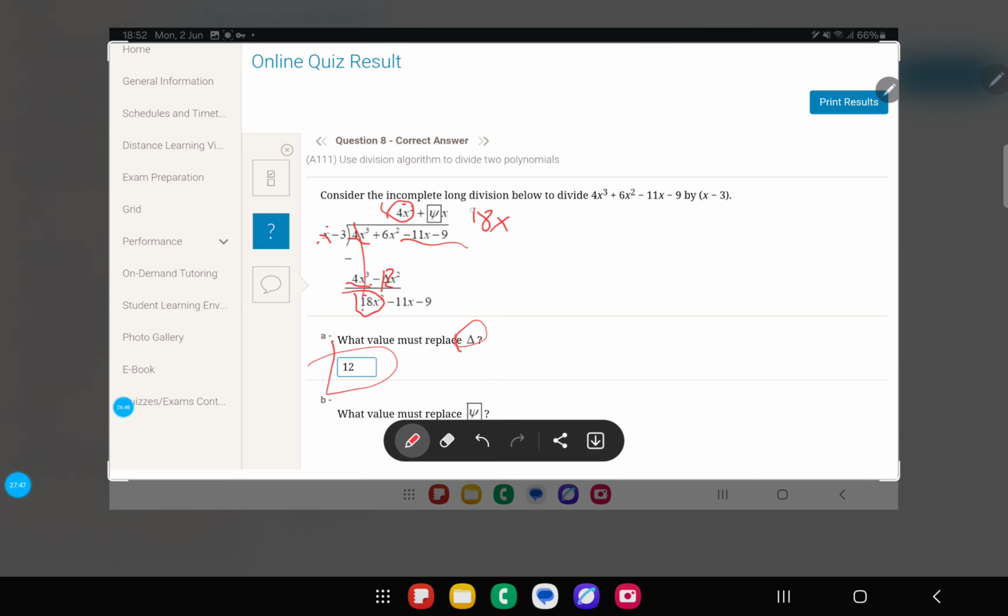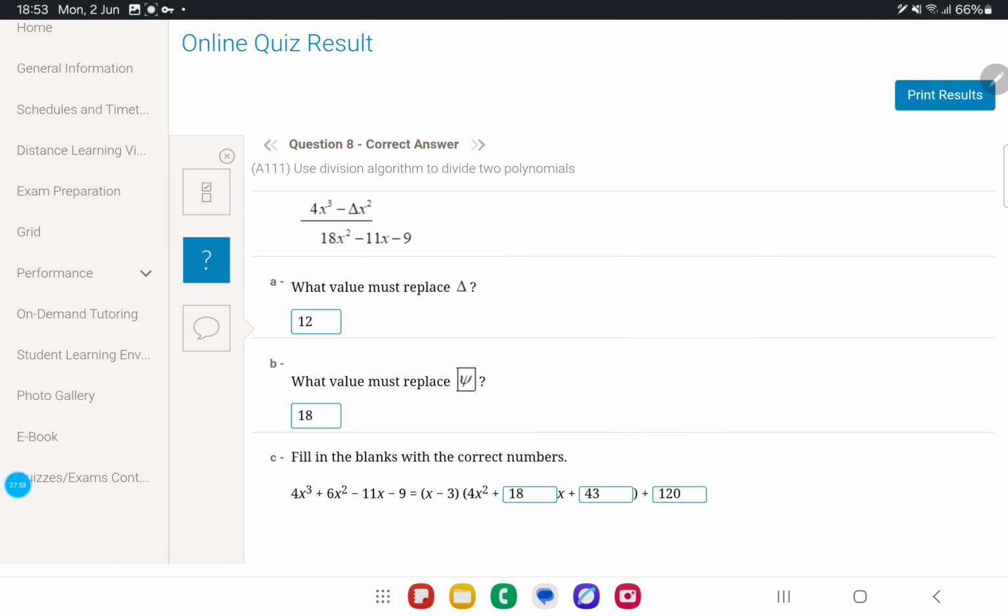Okay, so this sign over here is 18. Yep, it's 18. That's it. Now for C. Fill in the blanks with the correct numbers. 4x cubed plus 6x squared minus 11x minus 9 equals x minus 3. Okay, this is pretty simple.